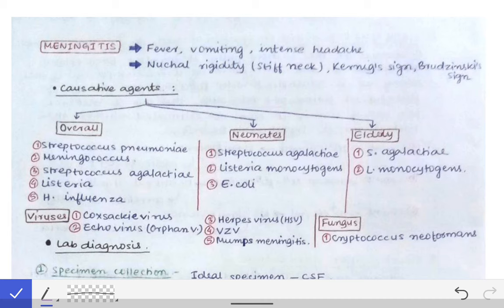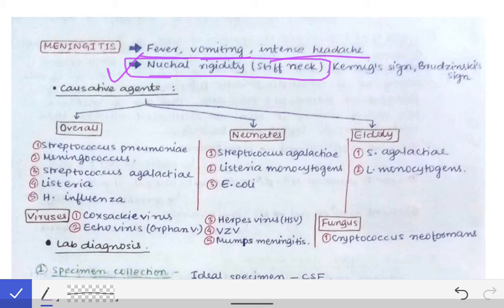So whenever the clinical scenario is like a patient comes to the OPD or to the emergency with fever, vomiting, intense headache, or most importantly, the nuchal rigidity, that is, stiff neck. If any patient comes to the emergency or the OPD with this nuchal rigidity, mostly the patient comes to the emergency in case of meningitis. So, if the patient comes with the presentation of nuchal rigidity, stiff neck, then you have to diagnose the case as a case of meningitis.